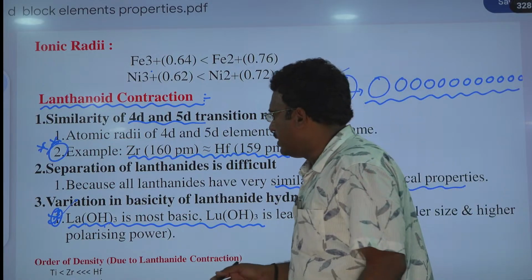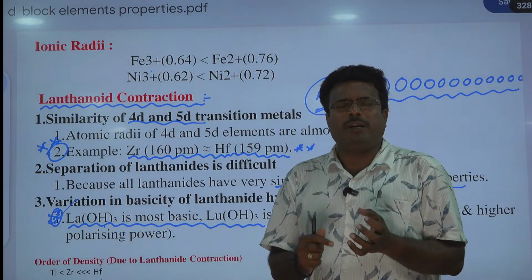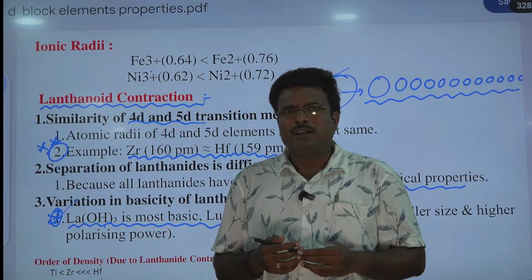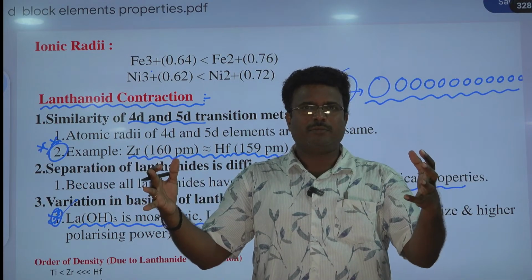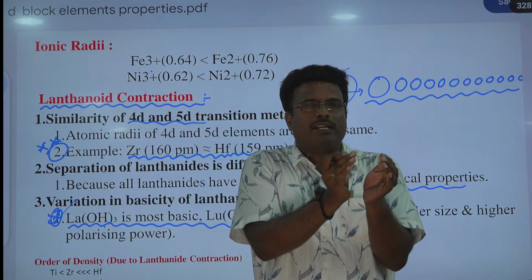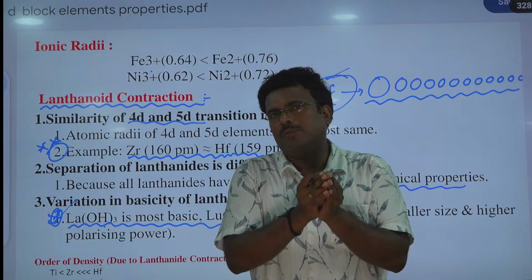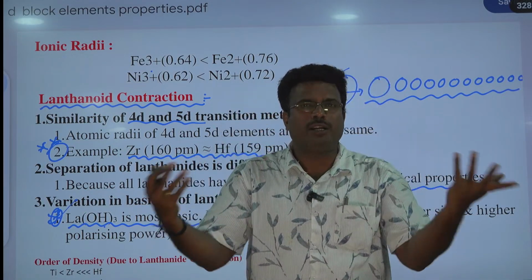Next is the order of density. Density means the mass present per unit volume, right? So whenever the size is smaller, what is the density? Mass present in unit volume. Whenever volume decreases, the density of the metal increases, right?